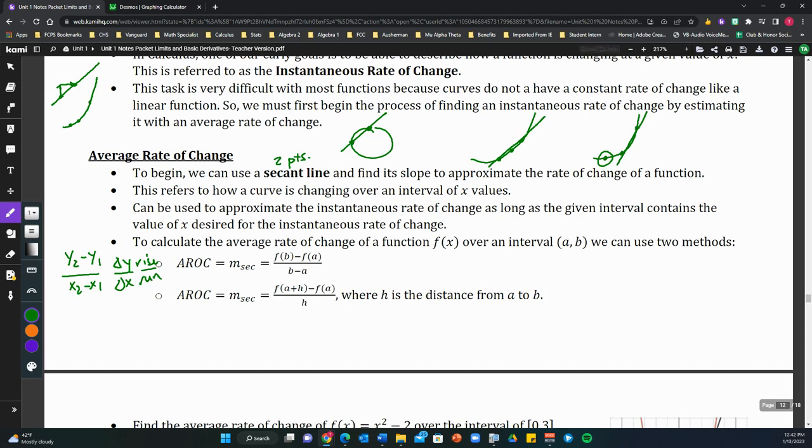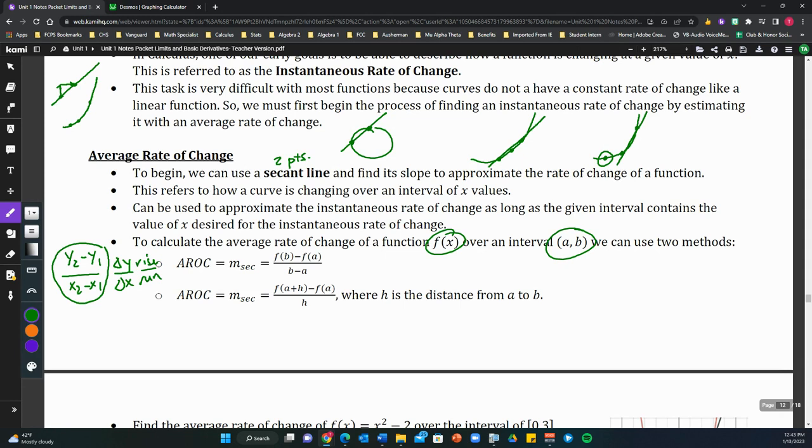The more traditional way, f of b minus f of a over b minus a, kind of equates to the old school y2 minus y1 over x2 minus x1 formula. We're just using function notation for a given function f of x over our interval from a to b. So this is probably the easiest way for you to wrap your head around it. But an alternative way that's going to become more important to us here in a little bit is this guy.